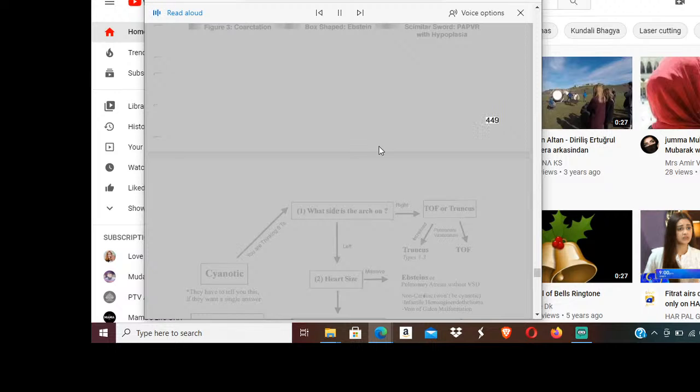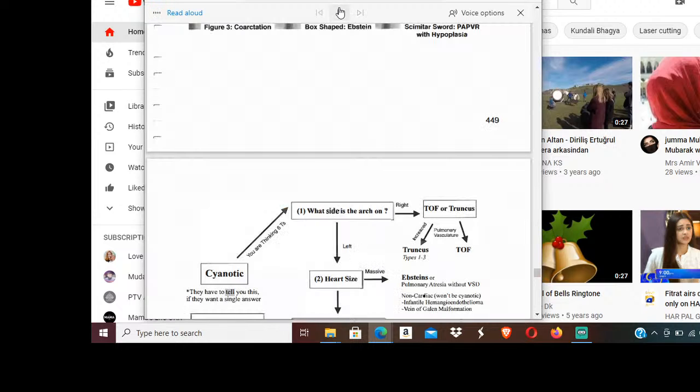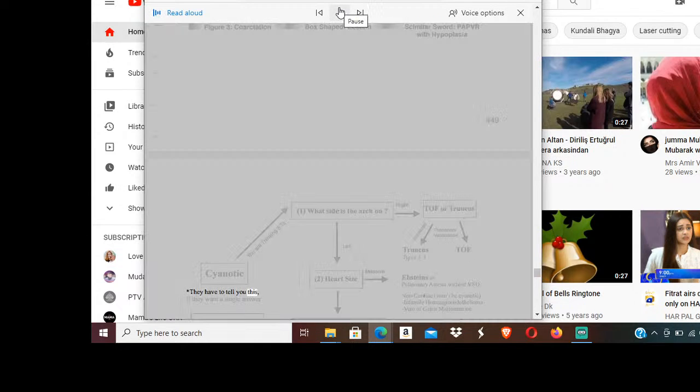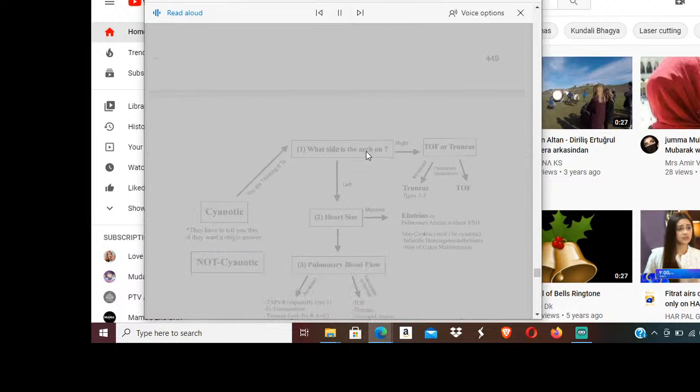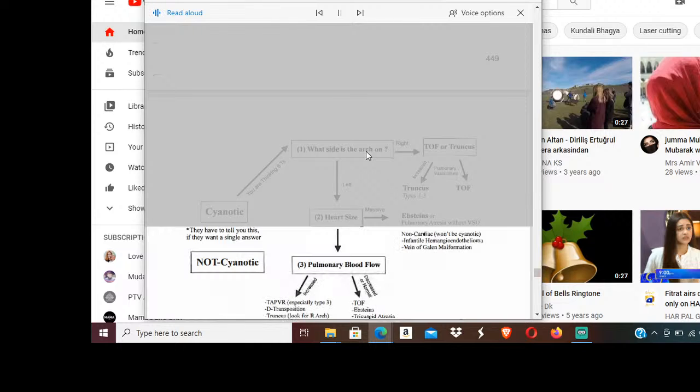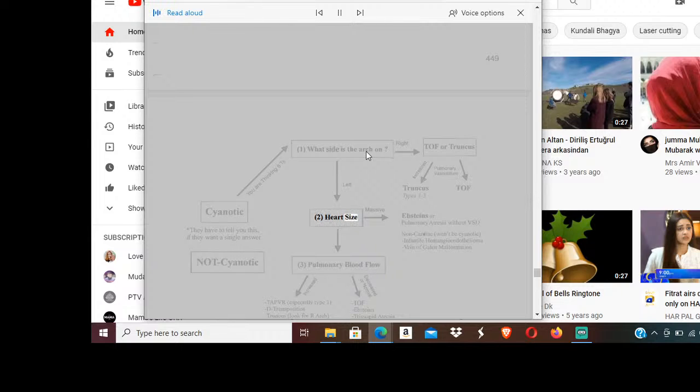449. 1. What side is the arch on? TOF or truncus? Cyanotic. Asterisk. They have to tell you this if they want a single answer. Not cyanotic. Left. Massive. 2. Heart size. 3. Pulmonary blood flow.